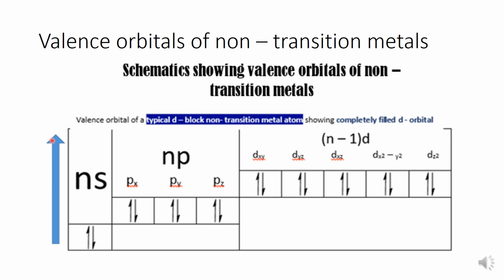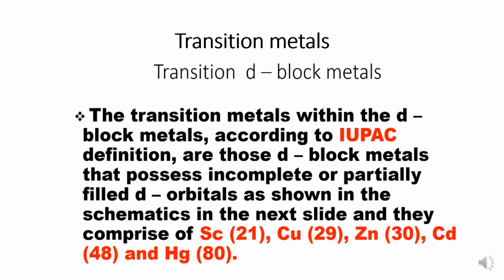Here you see the rising energy. The s orbital at the least, the p the next higher, and the d the highest, made up of 5 suborbitals: the dxy, dyz, dxz, dx square minus y square, and the dz square orbital. That orbital is completely filled.